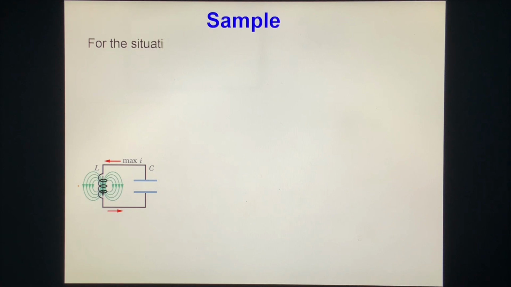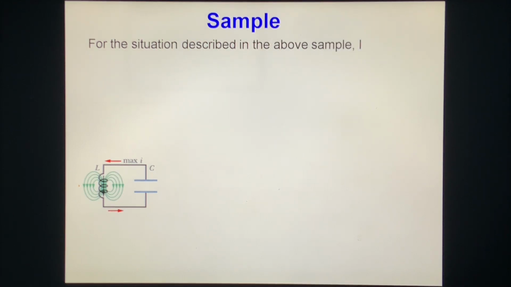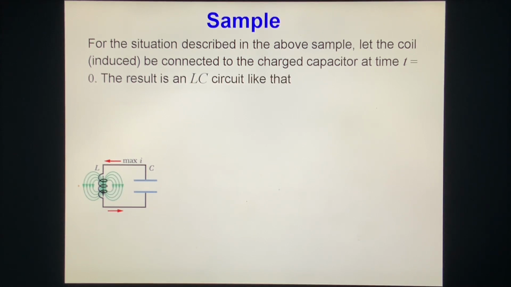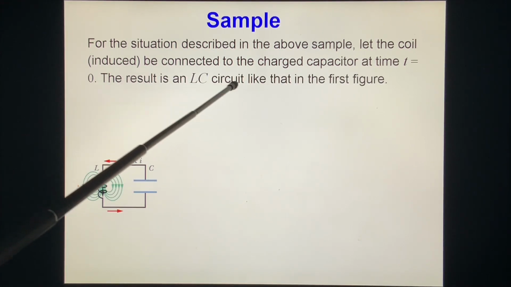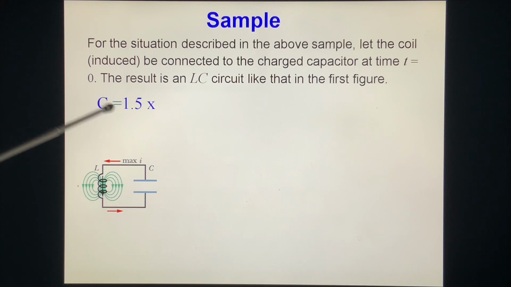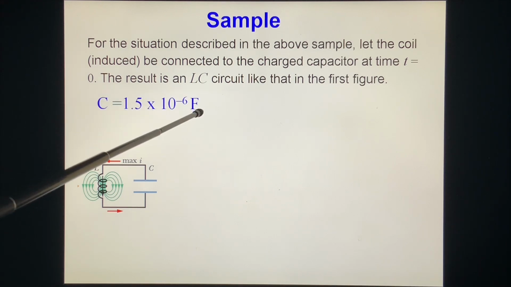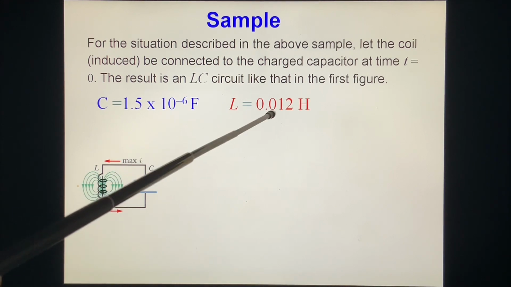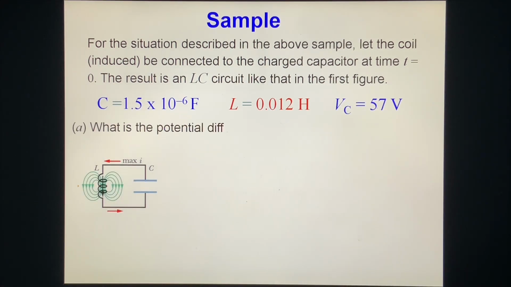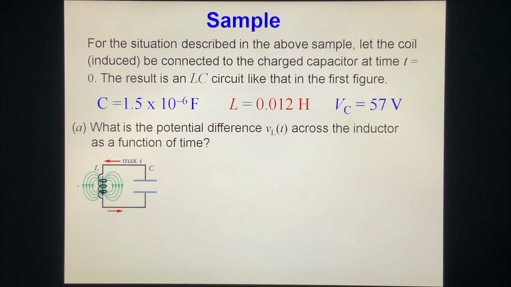Sample. For the situation described in the above sample, let the coil inductor be connected to the charged capacitor at time t equal to 0. The result is an LC circuit like that in the first figure. And C is given 1.5 microfarad. L is given 0.012 Henry. And at the beginning, VC is 57 volt. Question A, what is the potential difference VL across the inductor as a function of time t?